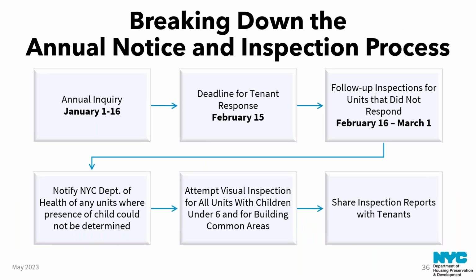So there are some deadlines associated with the annual notice process. I won't go into a lot of detail here, but what you can see is that this process is very carefully set out by law. It's not a particularly flexible process. There's a deadline for completing the annual inquiry. There's a deadline for tenants to respond. There's a deadline for the owner to follow up by checking at units that didn't respond and trying to get an answer. You have to notify the Department of Health of any units where the presence of a child could not be determined, and so forth. And inspection results must be shared with all tenants. So if you're interested in learning more about this, you can take a look at our annual notice webinar, but there are a lot of very specific formal steps that must be followed as part of this annual notice process.